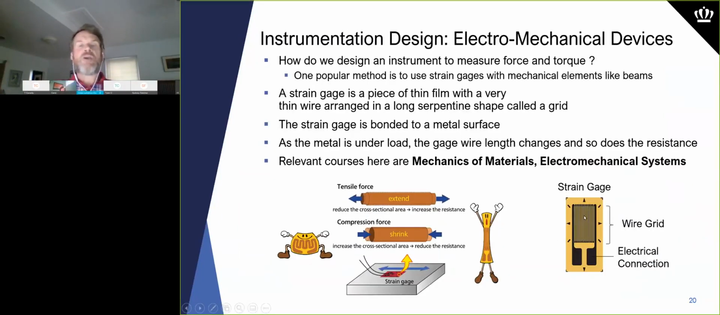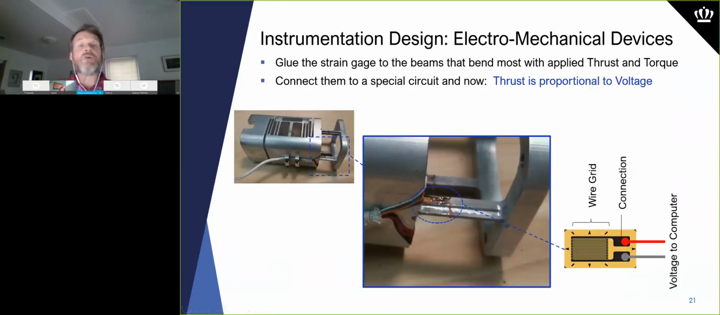And the wire now will change length. And as it changes length, it changes resistance. So we'll connect that wire then to a special circuit. And as that wire changes resistance, we can measure a change in voltage. And that becomes the signal from our instrument. So we'll use mechanics and materials to help us predict how much it'll deflect, and our knowledge of electromechanical systems to help us decide what strain gauge to use. So here's the finished device I showed you. Here is the strain gauge shown in an enlargement, right? And that is the device I showed in the previous slide.